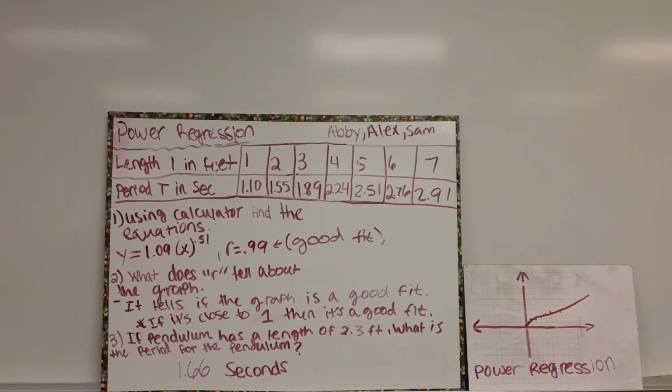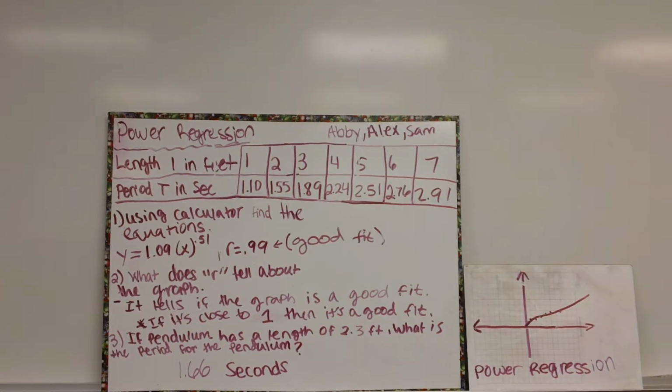5 is 2.51 seconds. And 6 is 2.76 seconds. And then 7 is 2.91 seconds. When we were using the calculator, we had to find the equation. And the equation is 1.09 and then x to the 0.51. And then the R value for that is 0.99.